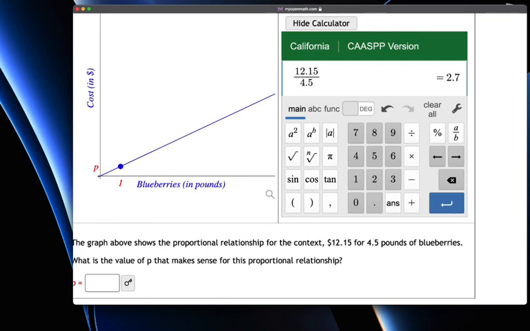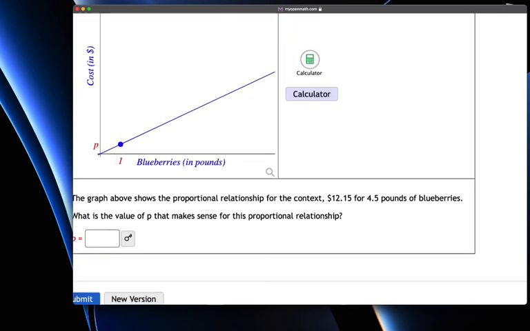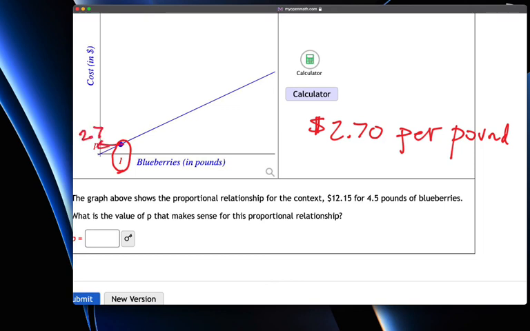That tells us that it is $2.70 per pound for the blueberries. So once again, $2.70 per pound. Another way of looking at this is that it is $2.70 for every 1 pound. Well, if we look at the graph, that's what we're looking for here. How much is it for 1 pound? Well, of course, that would be $2.70.